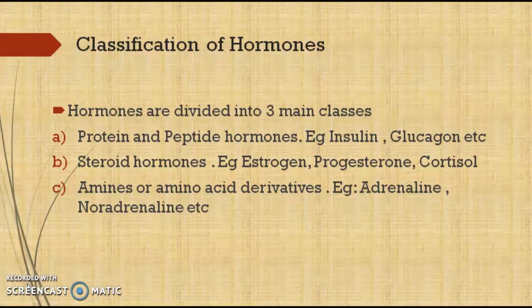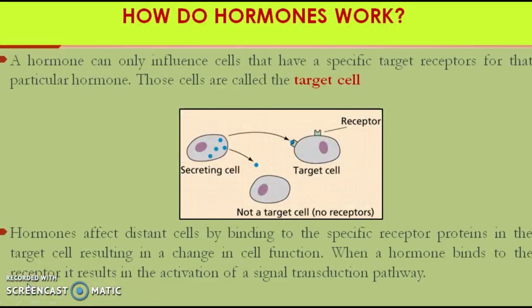The first kind, the protein and the peptide hormones, for example insulin, glucagon, etc. The second one, the steroid hormones: estrogen, progesterone, cortisol, and many others. And lastly, the amines or the amino acid derivative hormones: adrenaline, noradrenaline, etc.